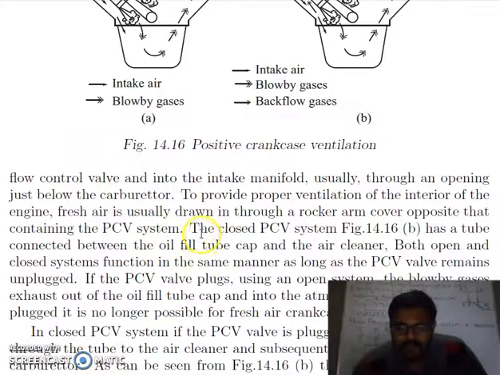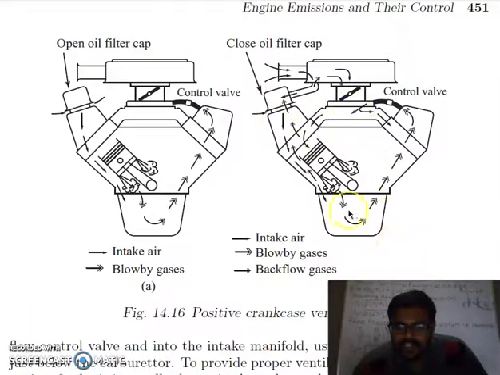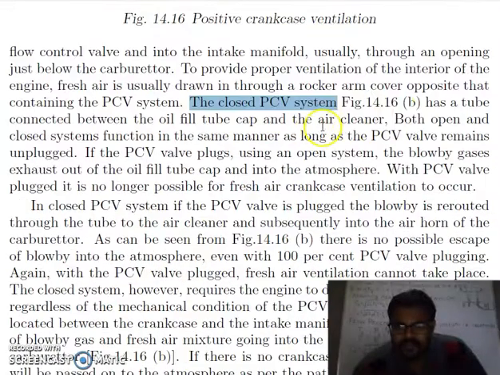There is another type of system, the closed PCV system, which is shown in 14.16b. This is your closed PCV system, because here the rocker arm is connected with your air filter, and the fresh air can come from this side. The closed PCV system has a tube connected between the oil fill cap and the air cleaner. Both open and closed systems function in the same manner as long as the PCV valve remains unplugged.